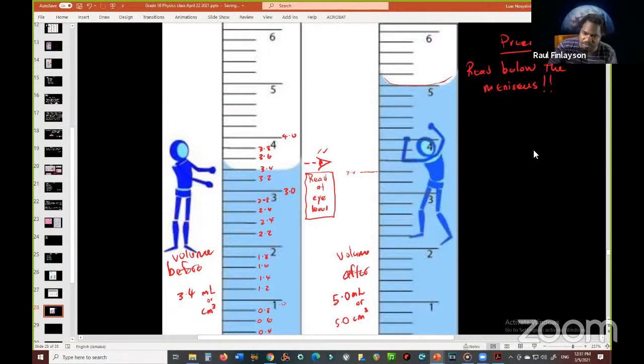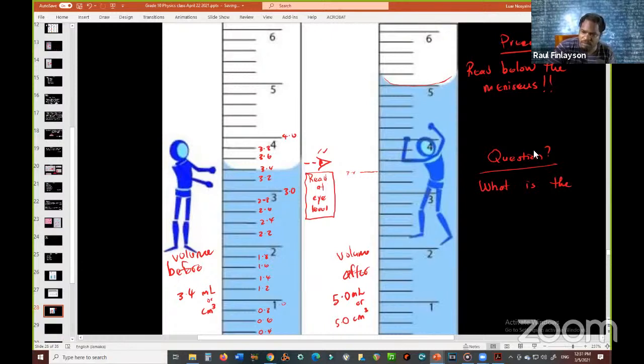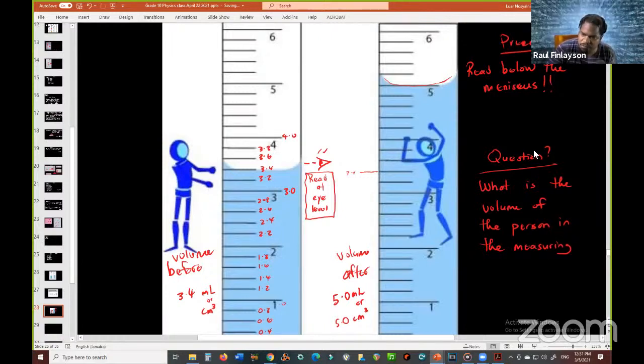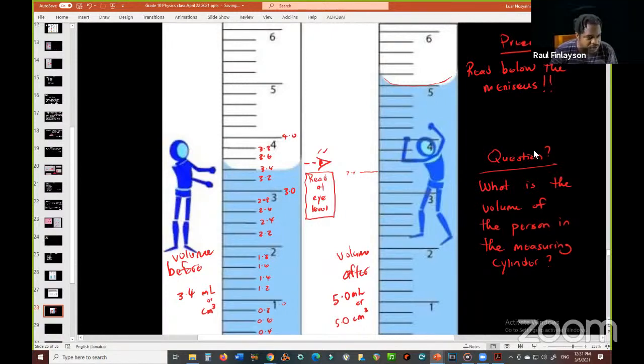Now, the question is: what is the volume of the person in the measuring cylinder? All right, that's the person in the measuring cylinder. So that's the question. What's the volume of the person in the measuring cylinder?